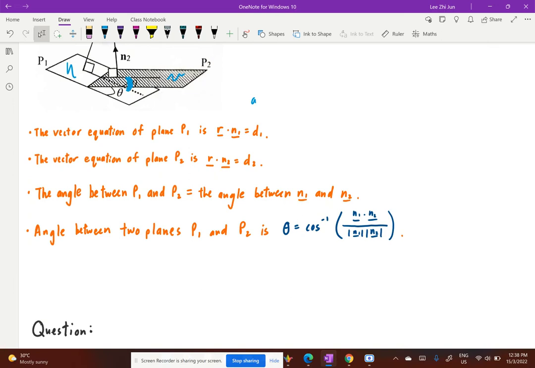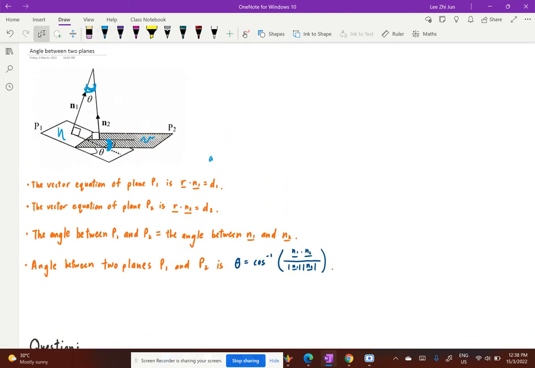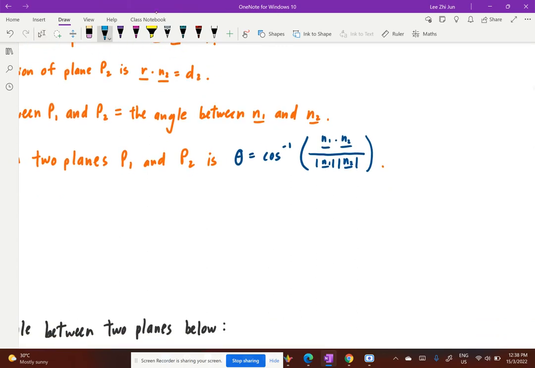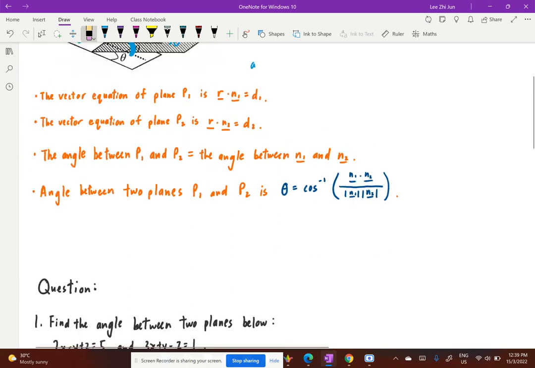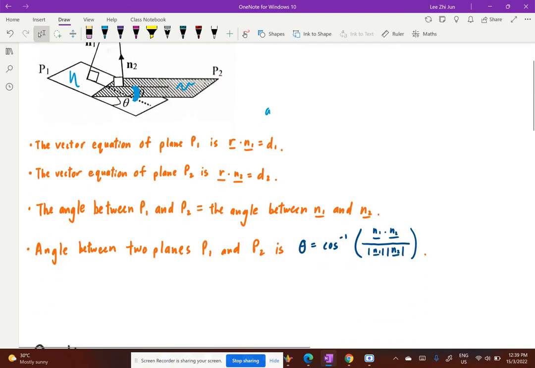So same, the angle between two planes will equal the arc cos of the dot product between n1 and n2, divided by the magnitude of n1 times n2. And for this chapter, you just need to remember that to find the theta, you need the arc cos of the dot product divided by the multiplication of two magnitudes only. No matter what angle you need to calculate, the angle between two lines or two planes or two vectors or anything else, you just use this formula. Is it easy, right?